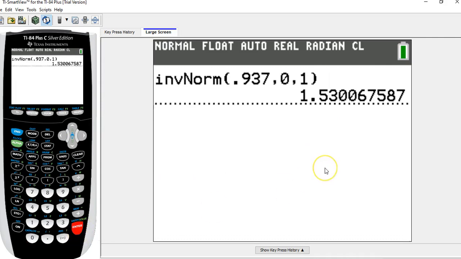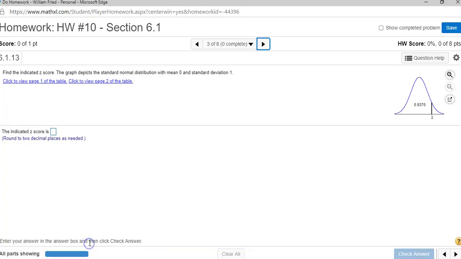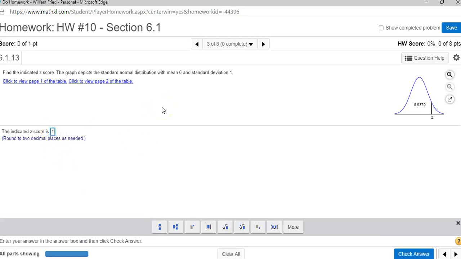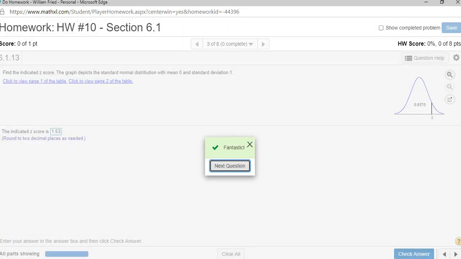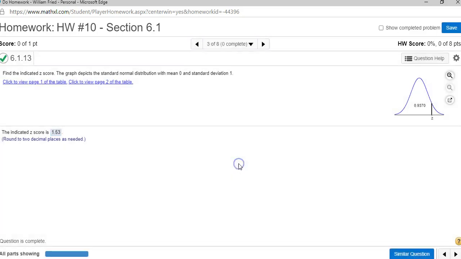About 1.53. Let's see if the homework likes that. How many? Two places, 1.53. Check answer. Fantastic. Okay, now let's go on.